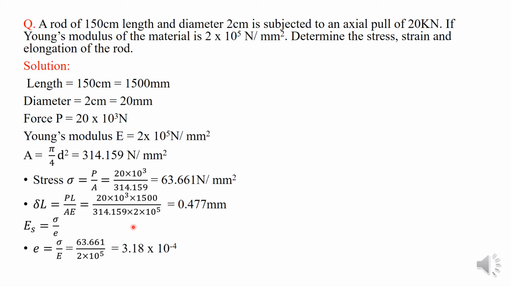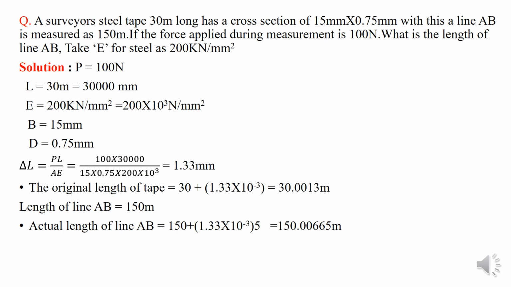Now we already know the expression for Young's modulus is equal to stress by strain. Okay, so strain is equal to stress divided by Young's modulus, and that's equal to 63.66 we found out, divided by Young's modulus which is given in the question, and that's equal to 3.18 into 10 raised to minus 4. And as we all know, strain does not have any units. Okay, so that's the solution for stress, strain and elongation of the rod. Okay, now let's move on to the next problem.